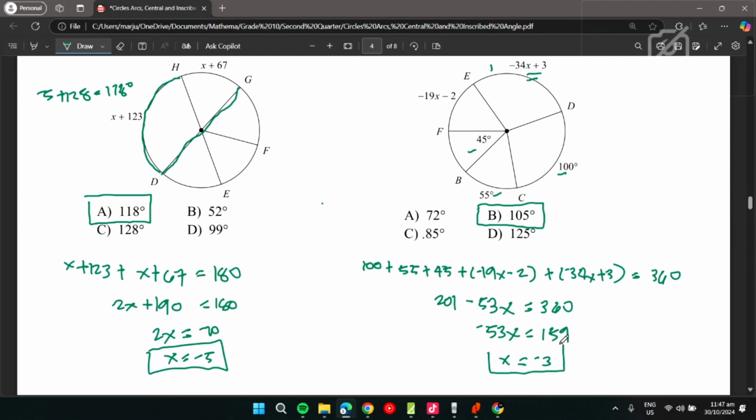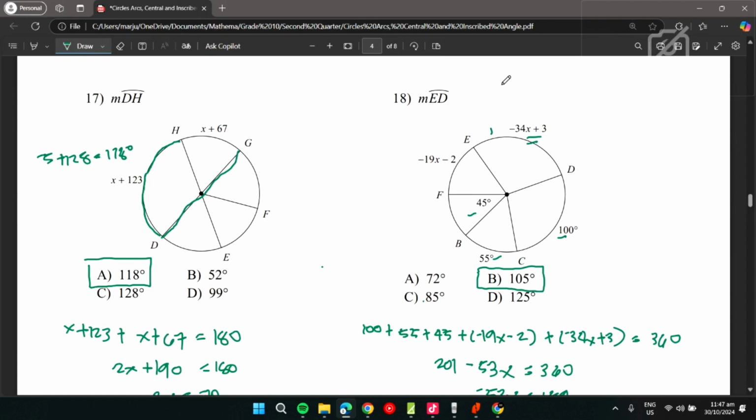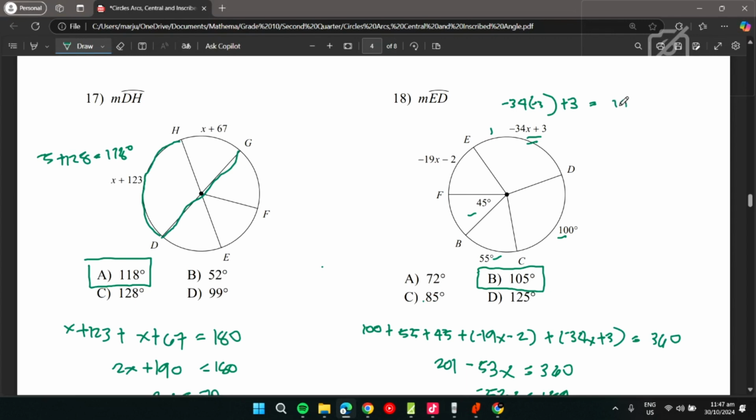And we are not yet done. We are asked to find this. So if x is negative 3, we will get negative 34 times negative 3 plus 3. Negative negative is positive, so this will become 34 times 3. That's 102 plus 3. That's 105. So this is actually 105 degrees. Letter B.